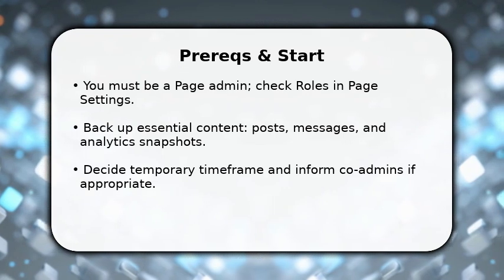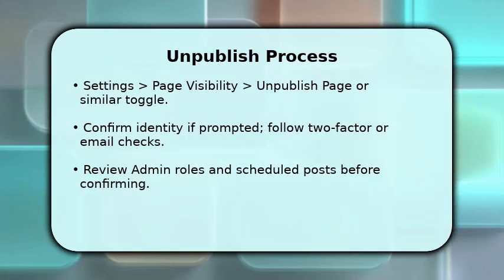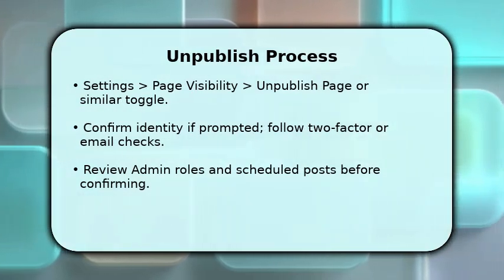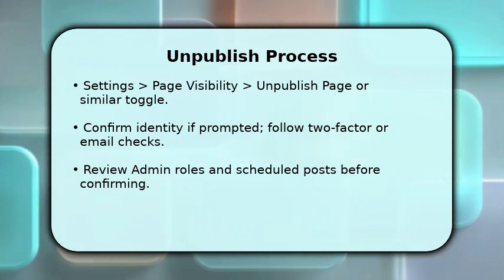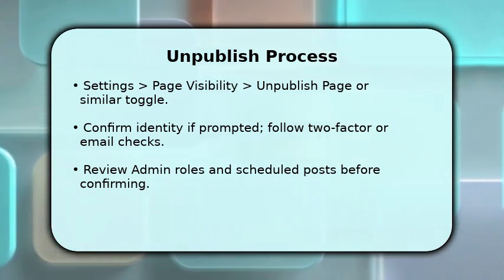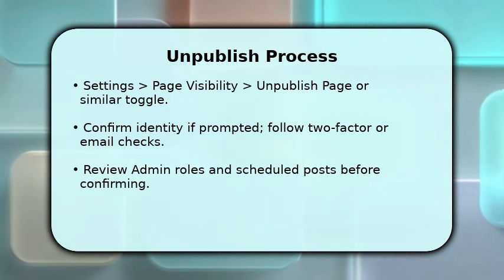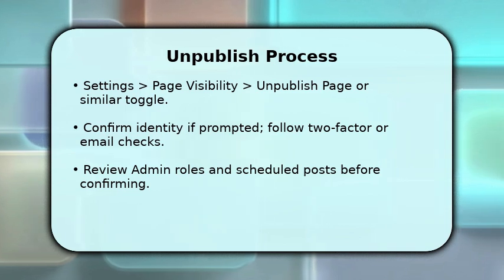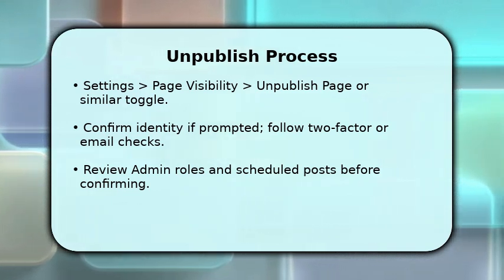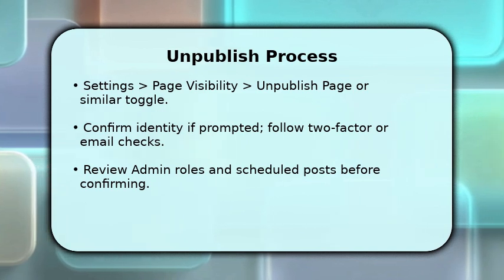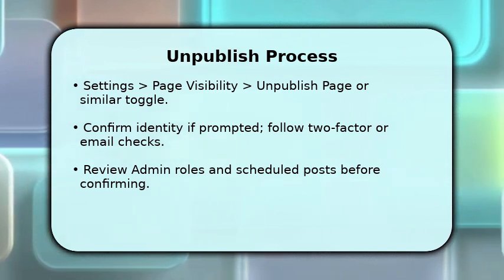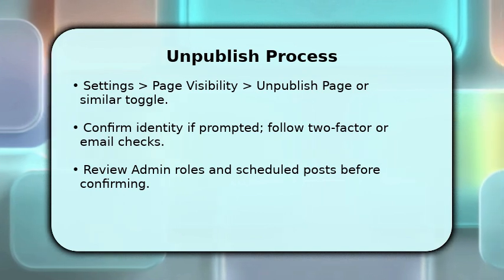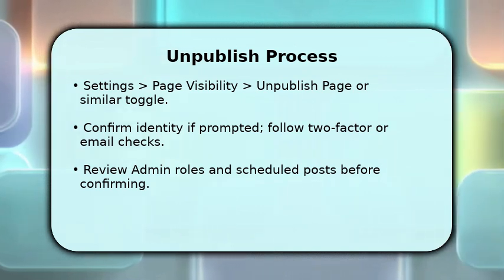Now you'll unpublish the page. Go to Settings, then Page Visibility or General, and choose Unpublish Page. You may be prompted to confirm your identity, complete two-factor authentication, or email verification if requested. Once verified, review scheduled posts and remove or reschedule them because they may still attempt to publish. Confirm the unpublish action and wait for the system to process. You'll see a confirmation banner.